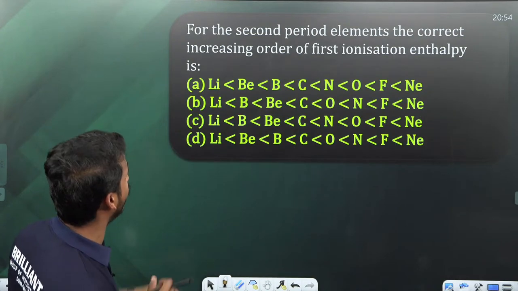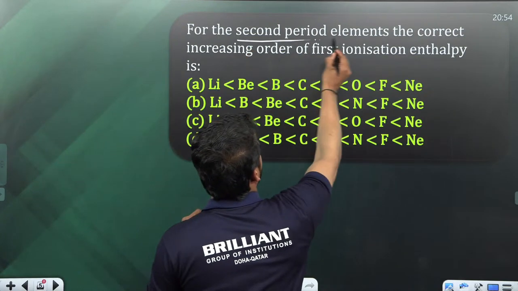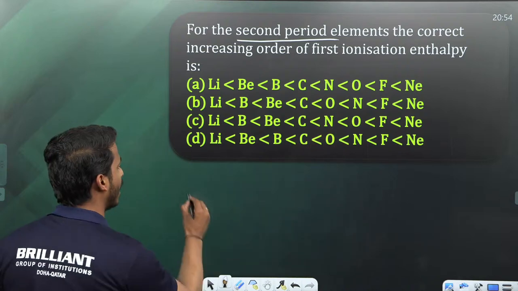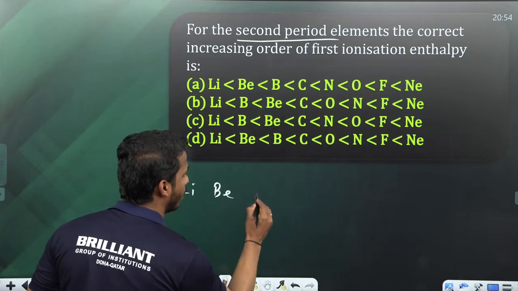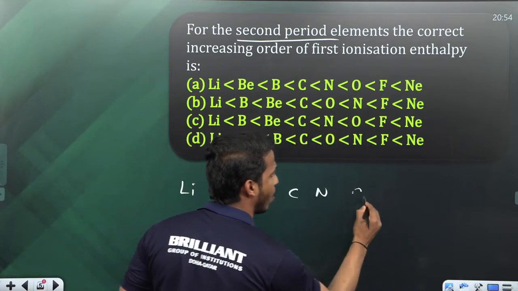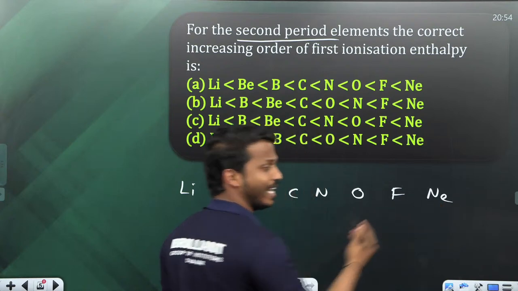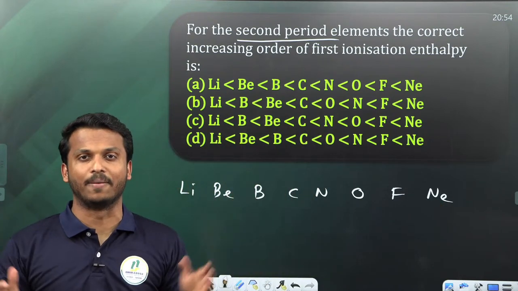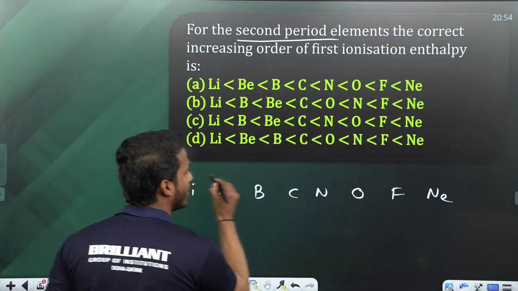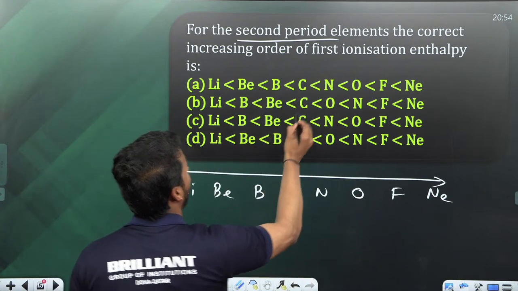Question number 2, for the second period elements. These are the second period elements: lithium, beryllium, boron, carbon, nitrogen, oxygen, fluorine and neon. Yes, dear, this is the second period. In these second period elements, they were asking about which factor?